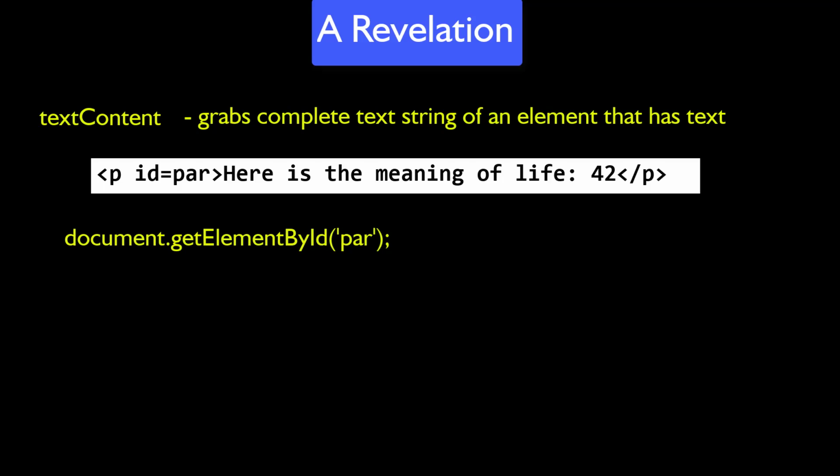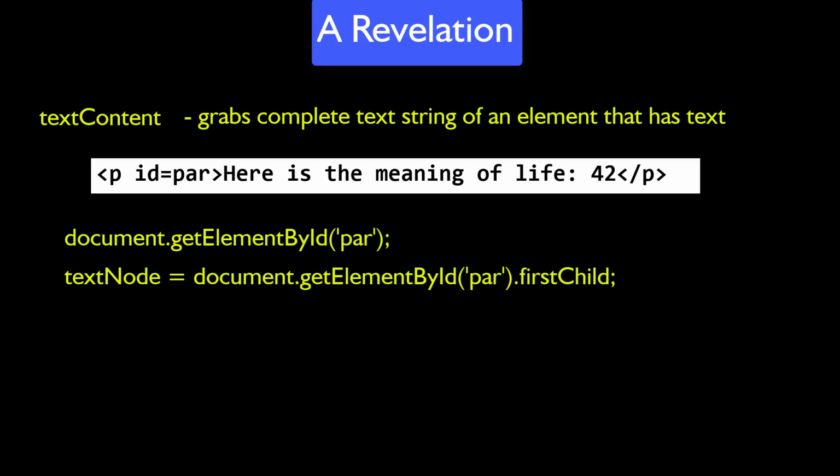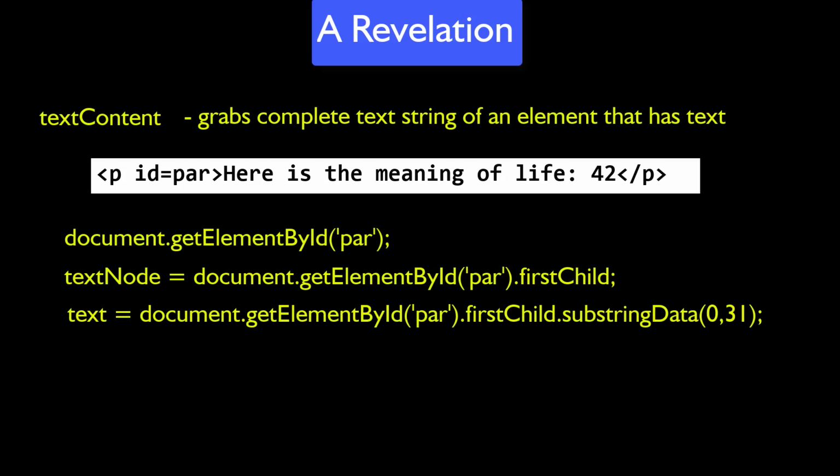document.getElementById("par"). And the text in the paragraph is a text node that is the first child of the paragraph. So I could code textNode = document.getElementById("par").firstChild. And then to actually get the text content of the node, I need to use the substringData method. text = document.getElementById("par").firstChild.substringData(0,31).